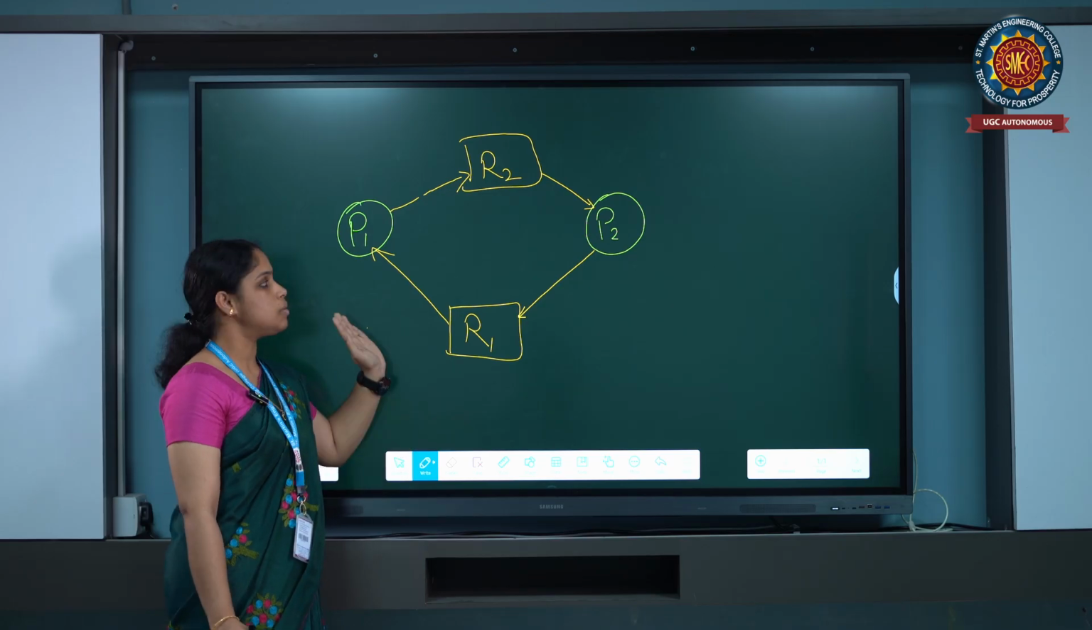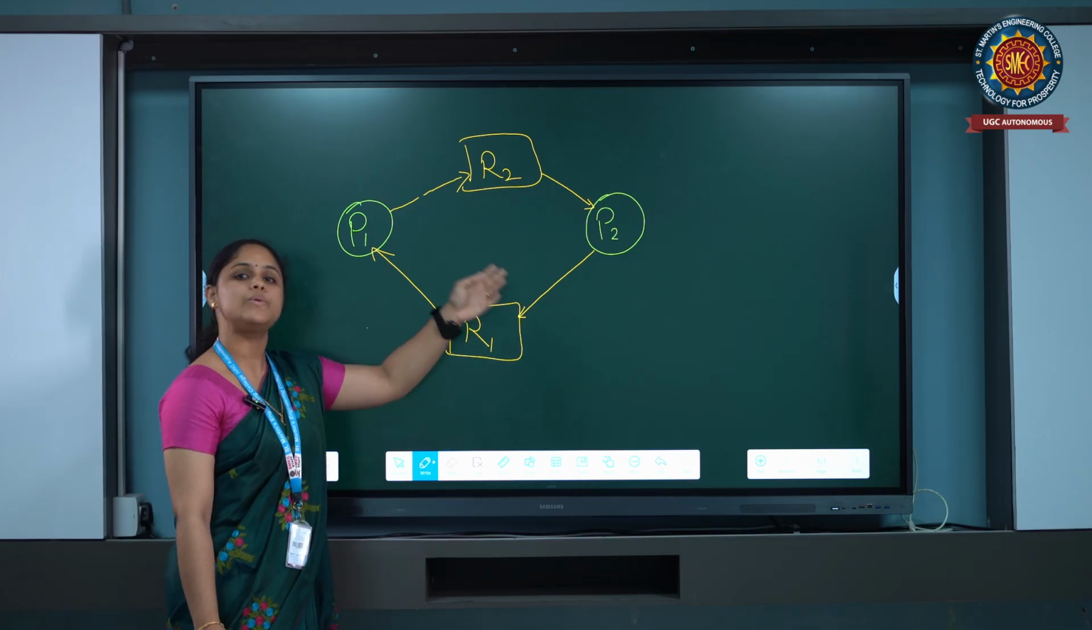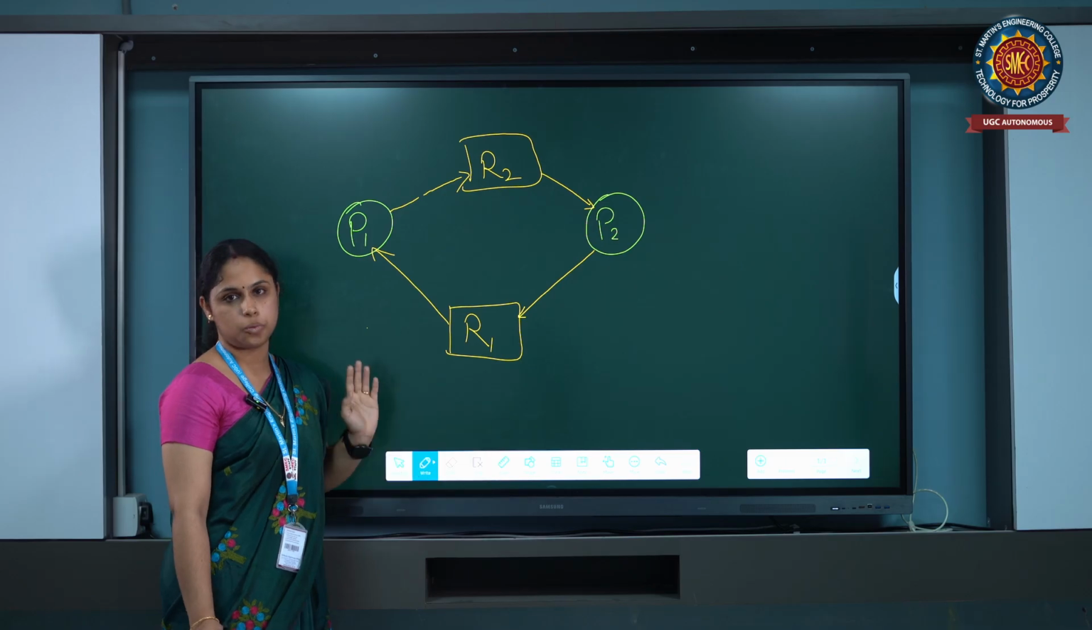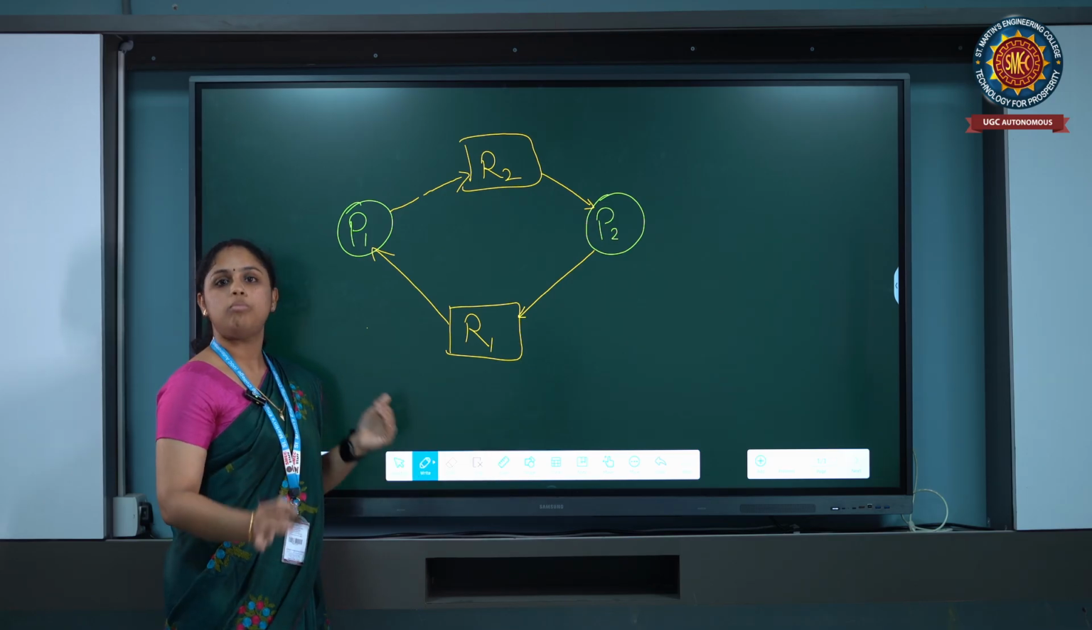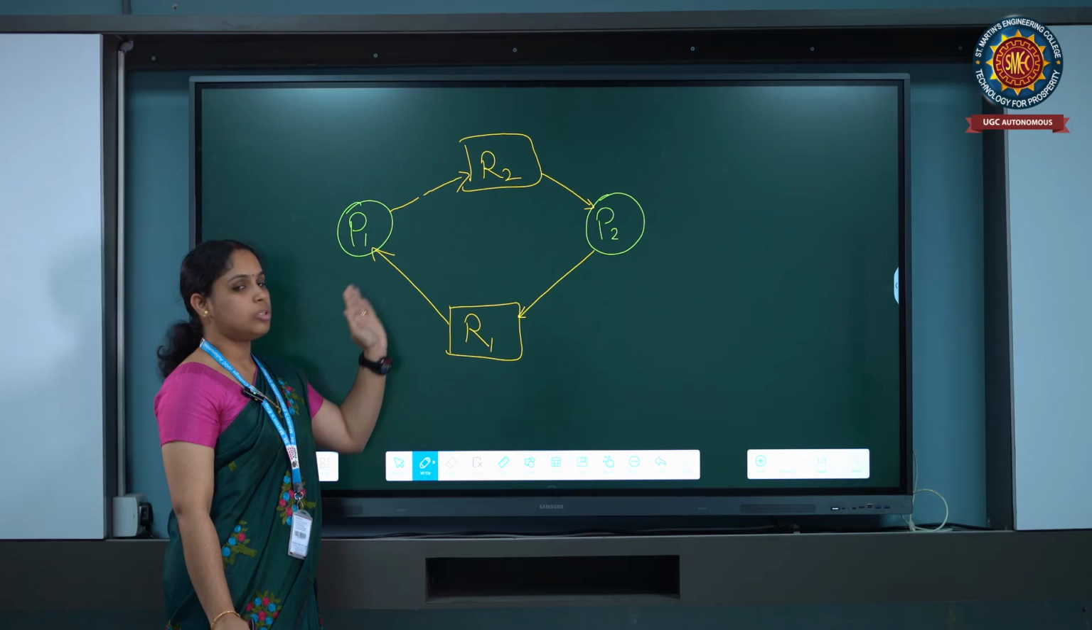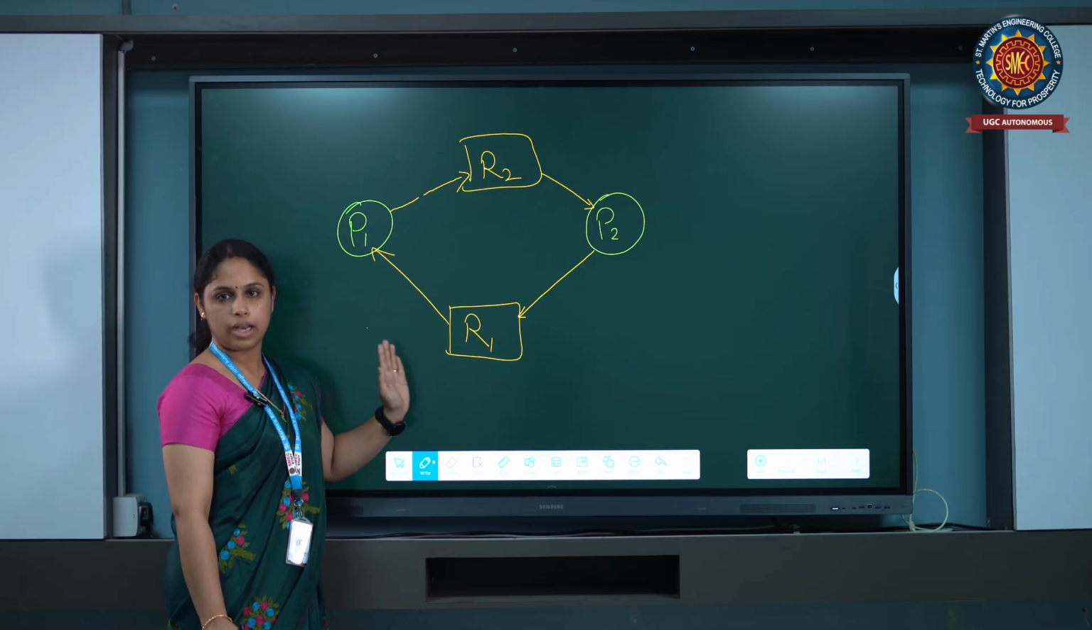Both processes P1 as well as P2 cannot continue their execution. So both processes get blocked in the system. So this is an example of deadlock in a processor.